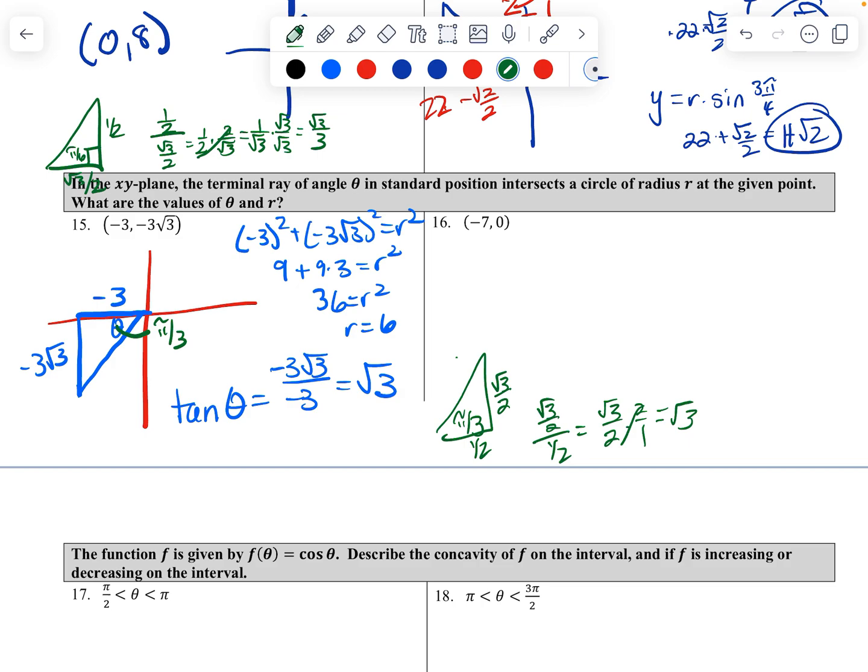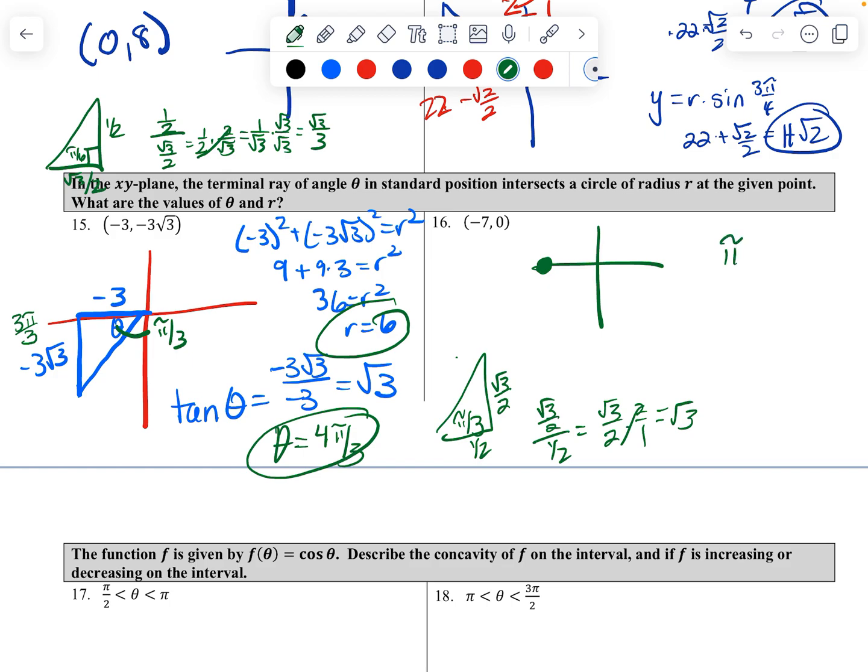But it's in the third quadrant. So this is 3 pi over 3, which is pi. So our angle has to be 4 pi over 3. So our next one, negative 7 and 0. Well, this one's a little bit easier. Our angle's pi right there, and our radius would just be 7.